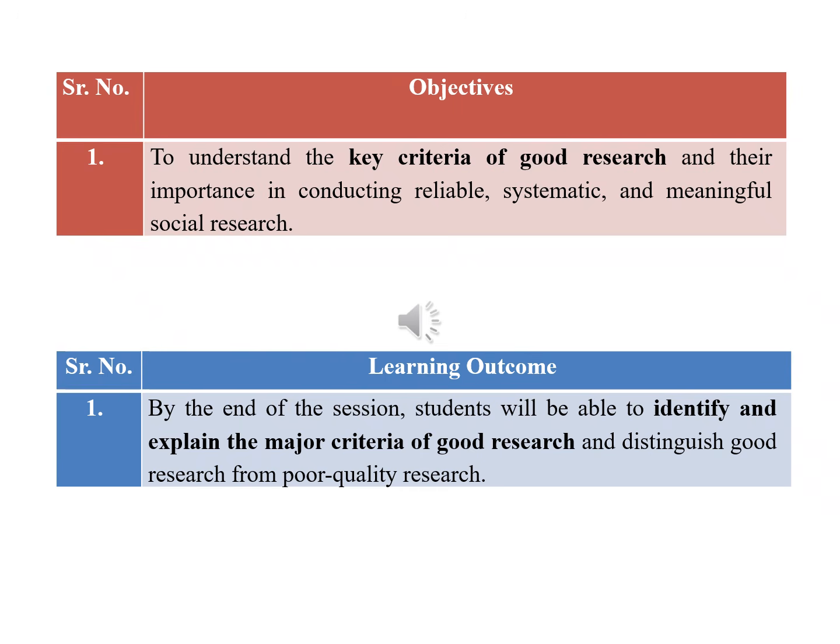So students, the objective of this particular topic is to understand the key criteria of good research and their importance in conducting reliable, systematic, and meaningful social research. What is the learning outcome? By the end of this session, you all will be able to understand, identify, and explain the major criteria of good research and distinguish good research from poor quality research.